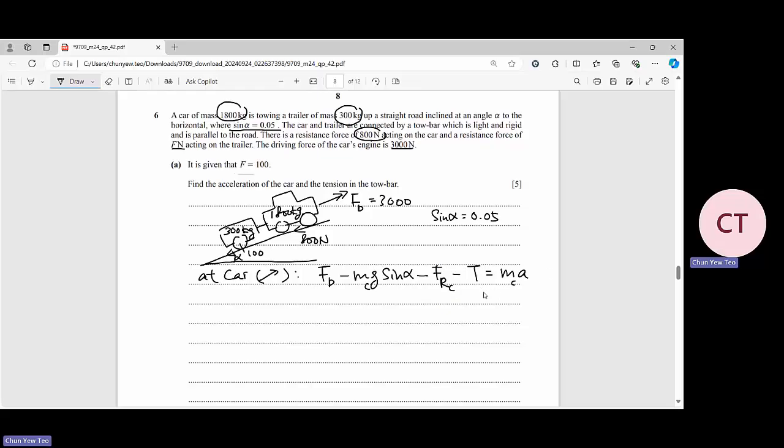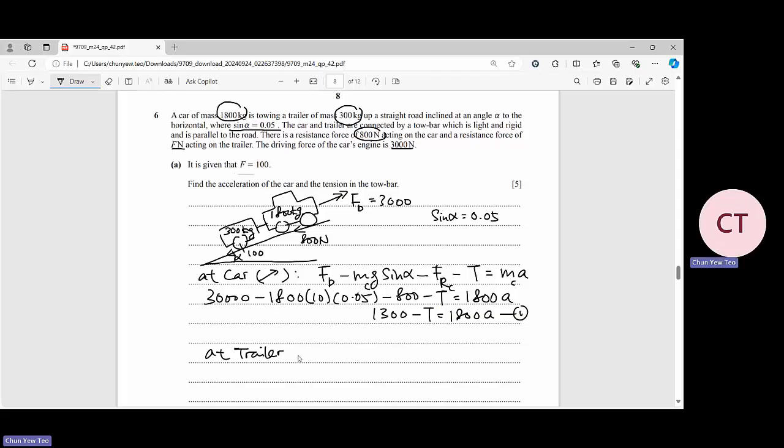Okay, so these are the information given. So what you can do now is your driving force is 3,000. Your m is 1,800. Your g is 10. Your sine alpha is 0.05. Minus the frictional force, which is 800. Minus the tension, which you do not know, is equal to 1,800 a. So if you simplify them, then you get 1,300 minus T equals 1,800 a. That will be my first equation. Now we consider the trailer.